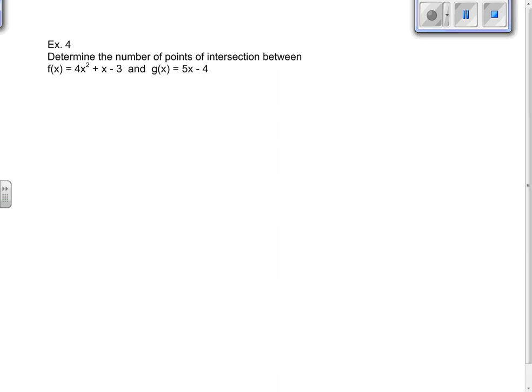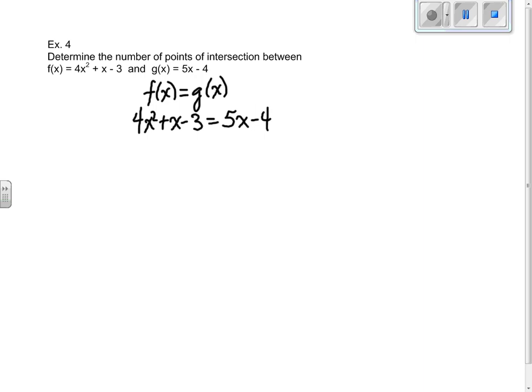For this equation, we're actually not asked to find the points of intersection. We're asked to find the number of points of intersection. So if I were going to find the actual points of intersection, I would set f of x equal to g of x. So I'm going to proceed with that. 4x squared plus x minus 3 equals 5x minus 4. And if I were going to find those points of intersection, I would set it equal to 0 and everything on one side. I'm going to go for the left this time.